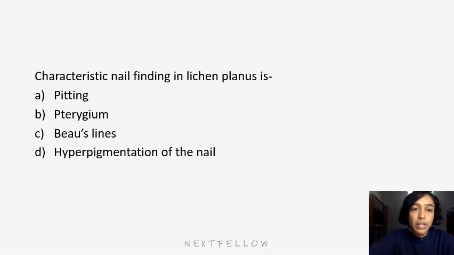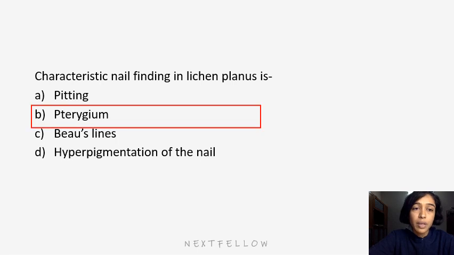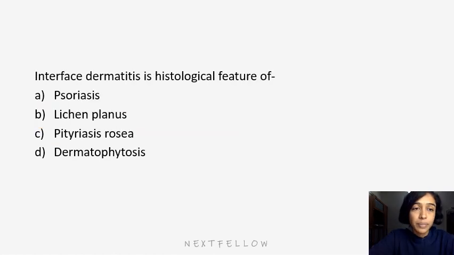Characteristic nail finding in lichen planus is pitting, pterygium, Beau's lines, or hyperpigmentation of the nail. Pitting is classical of psoriasis. Pterygium is classical of lichen planus. Beau's lines are lines which indicate a particular time when a patient has gone through stress or severe illness or malnutrition. They are lines that occur at the same distance from the nail fold, and they occur on all the nails, all 10 nails. Hyperpigmentation of the nail plate is seen in many conditions, not specific to lichen planus.